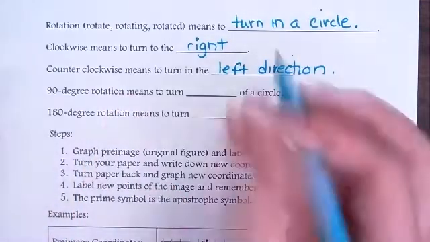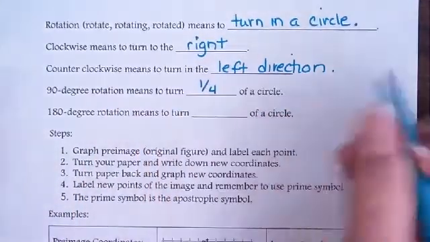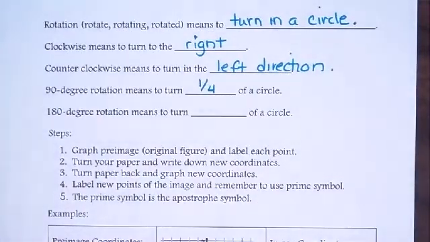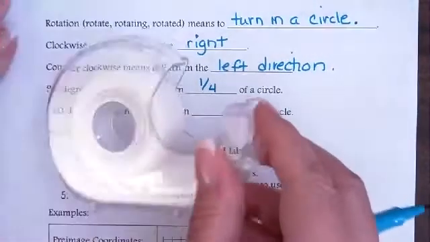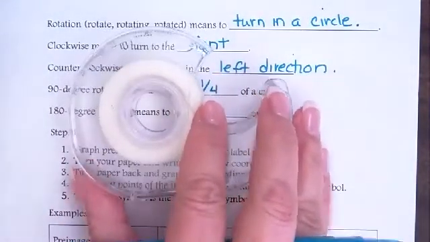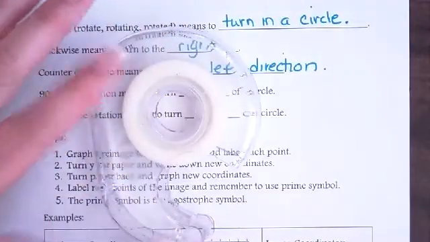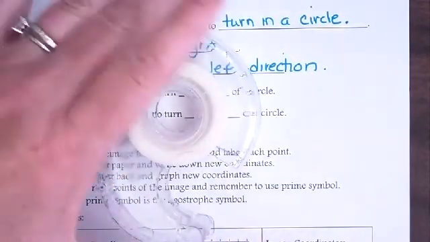A 90-degree rotation means I'm turning 1/4 of a circle. So it's like you think about a right angle, okay? So if this tape dispenser is my object, if I wanted to turn it 90 degrees, I'm going to make it 1/4 of a circle, just like that, okay?